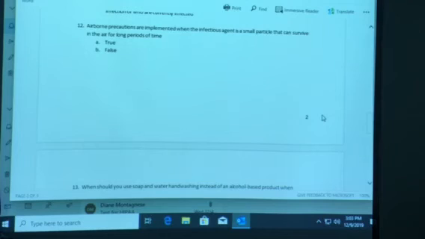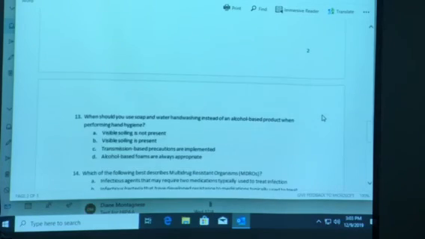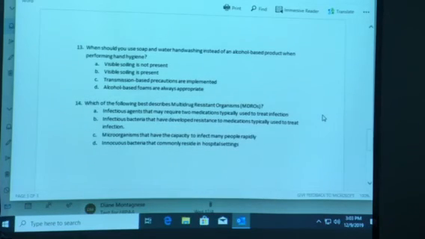Airborne precautions are implemented when the infectious agent is a small particle that can survive in air for long periods of time. That's question number 12. A, true, or B, false?